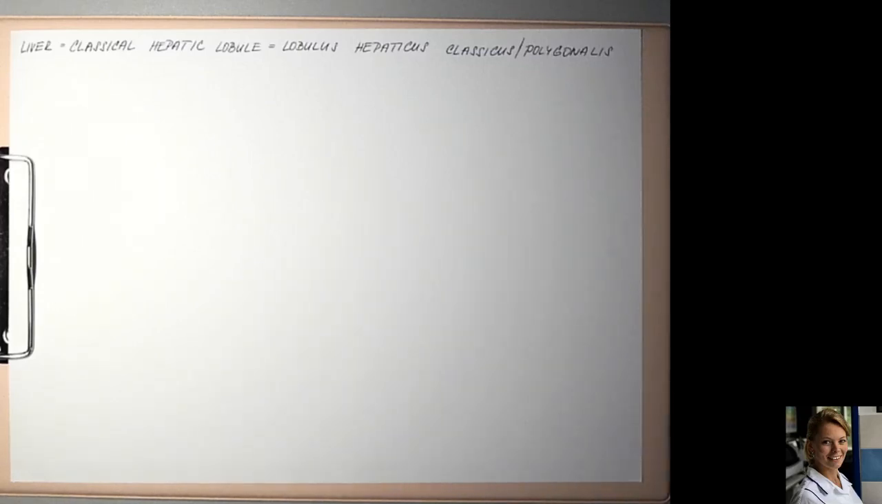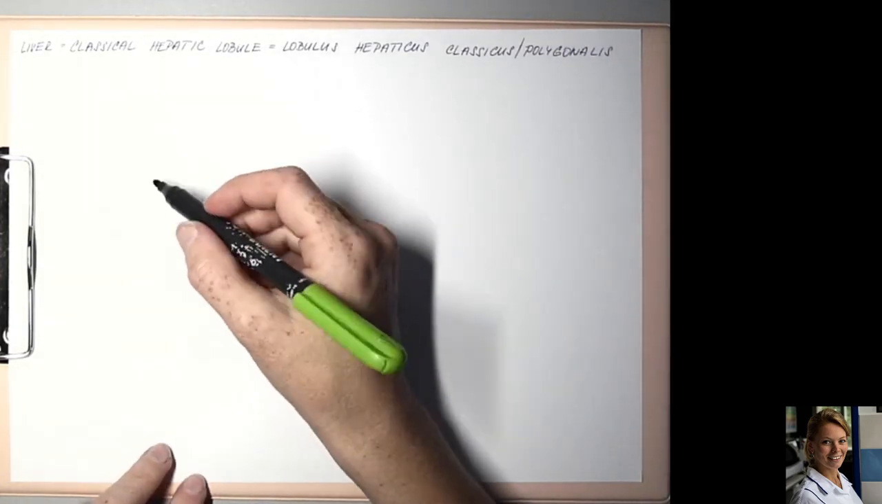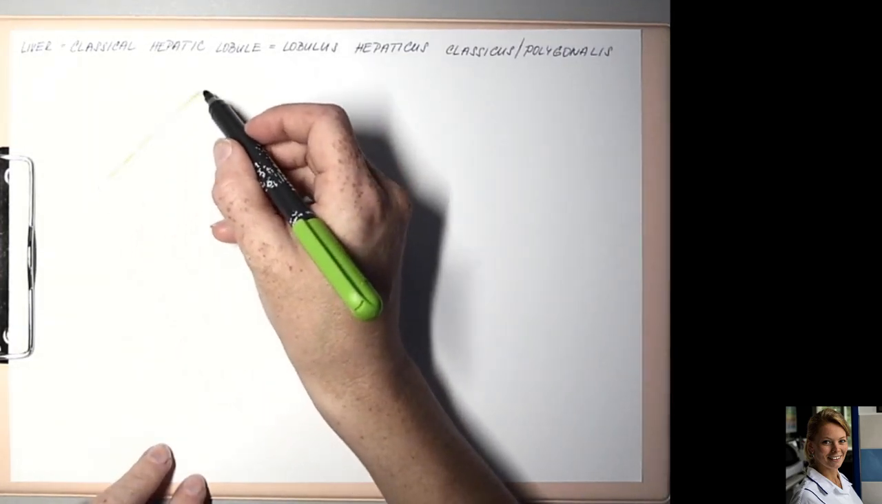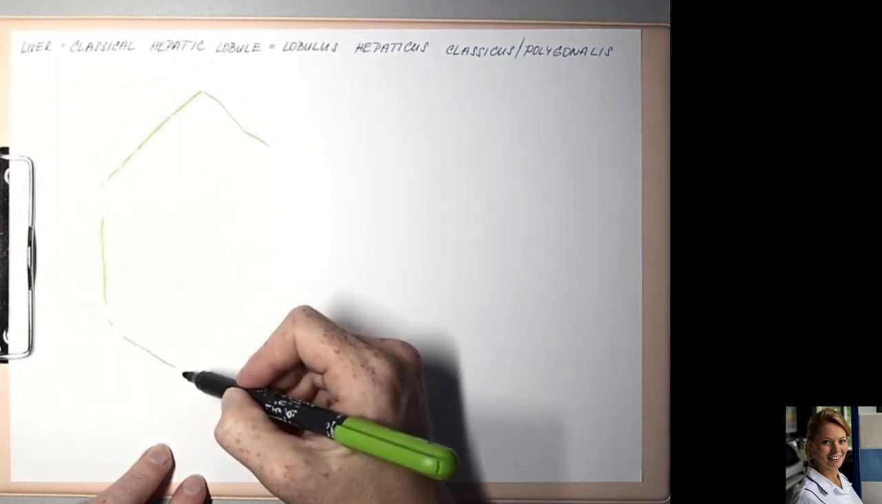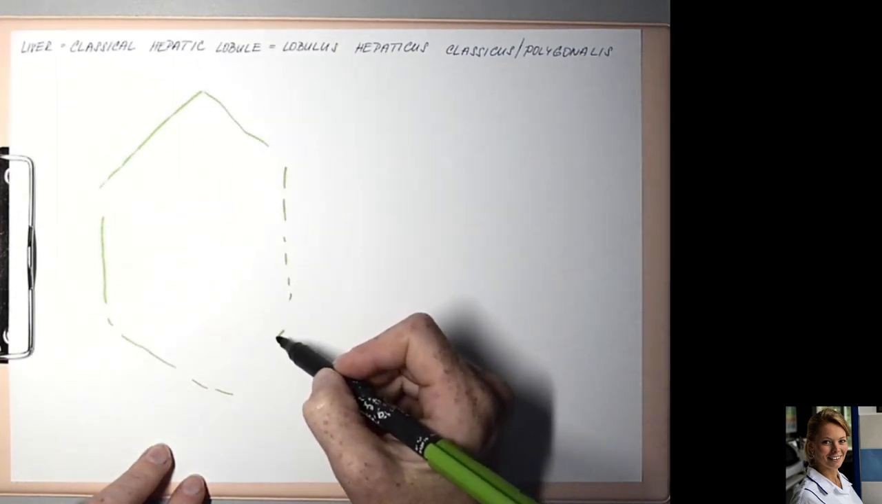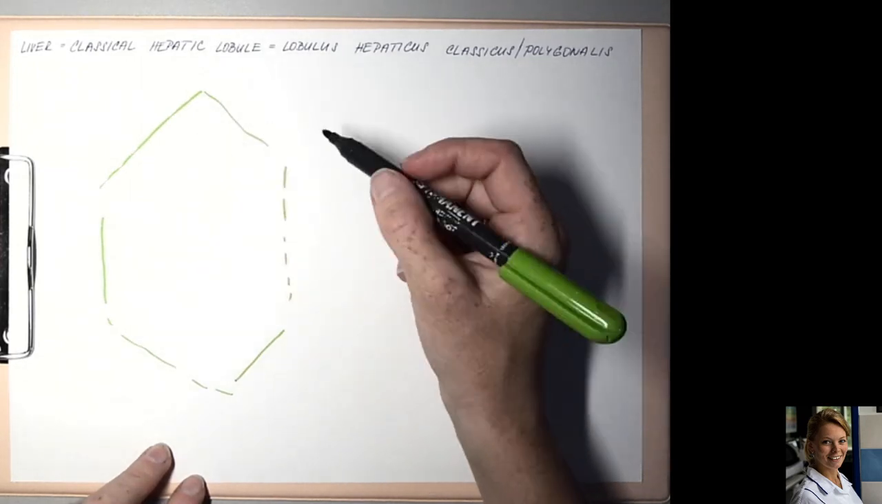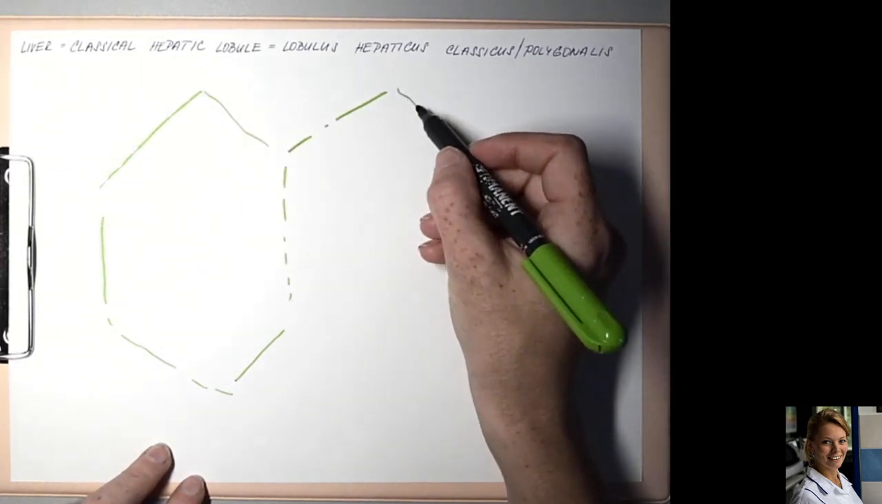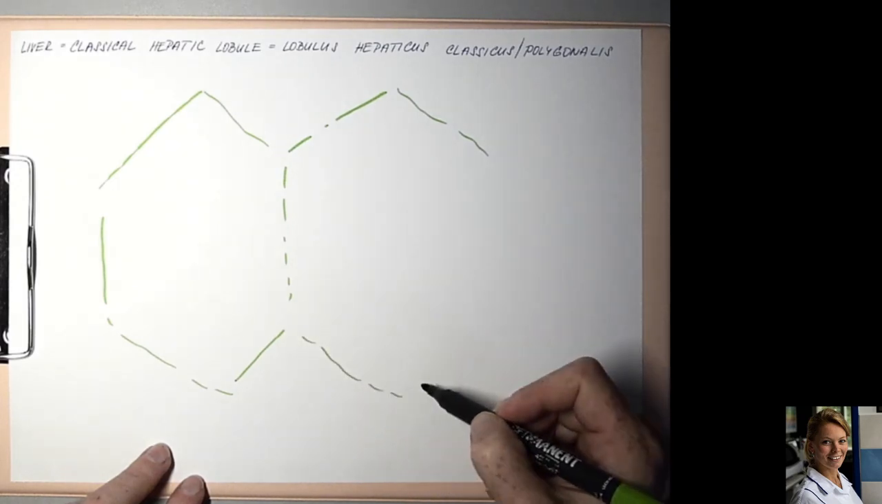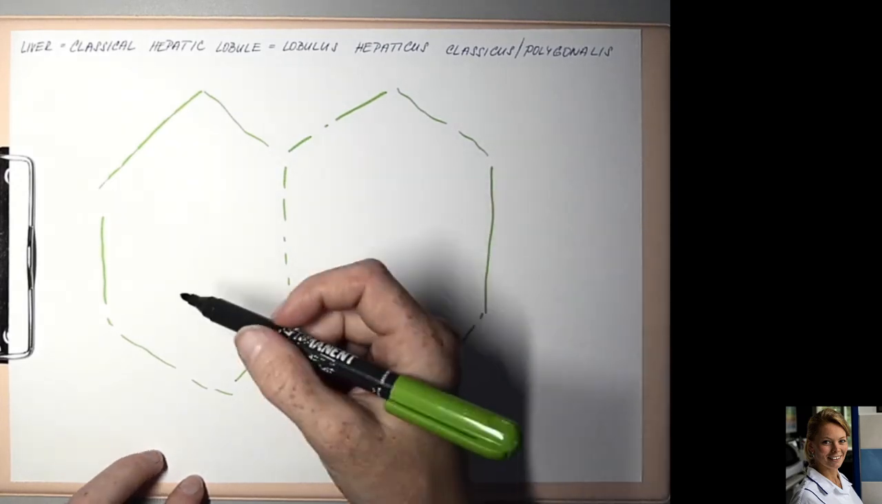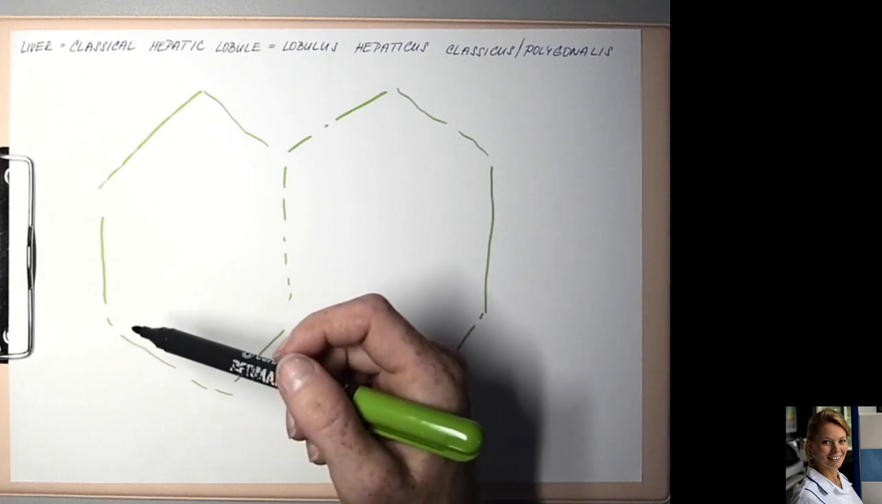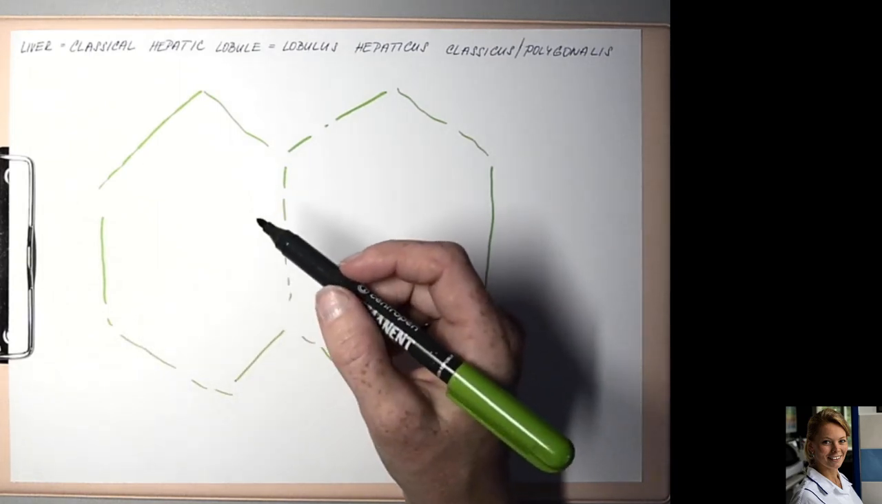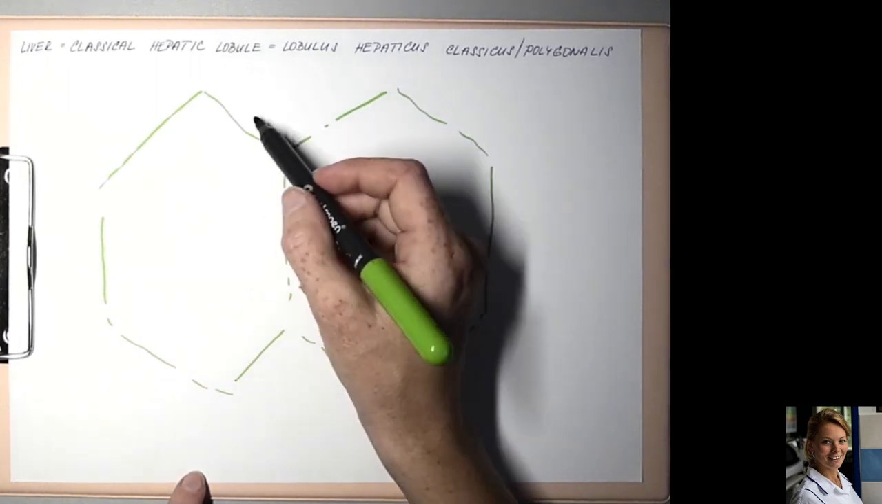Hello everyone, in this video we will draw and label the scheme of classical hepatic lobule. The classical hepatic lobule is polygonal in the cross section, very often hexagonal. At its border, the classical hepatic lobule is formed by a very thin layer of loose connective tissue, and at its vertices there are the portobiliary spaces which contain the portal triad.